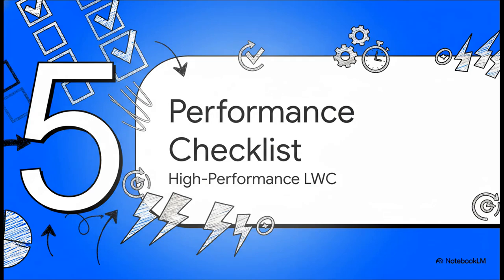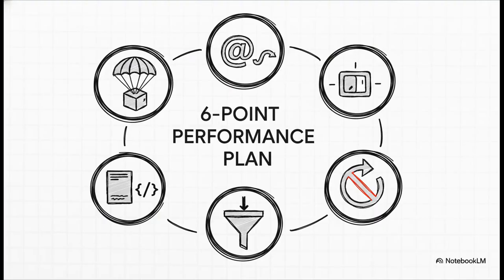Whew, we've covered a ton of ground, so let's boil it all down into one simple final checklist that you can use on every single component you build from now on. Here it is, your 6-point plan for building ridiculously fast components. Number 1, make @wire and cacheable Apex your default. 2, keep that DOM as small as possible. 3, stop those unnecessary re-renders.